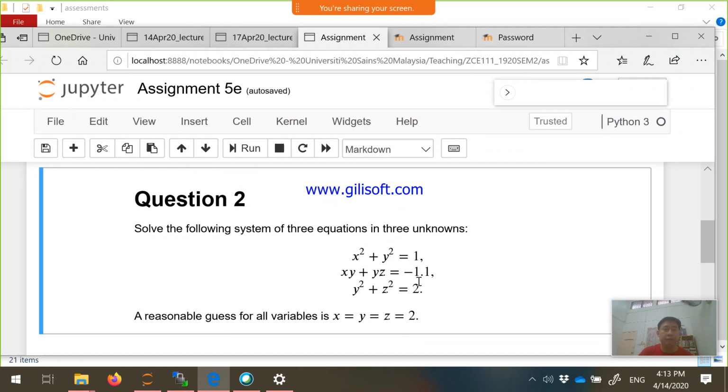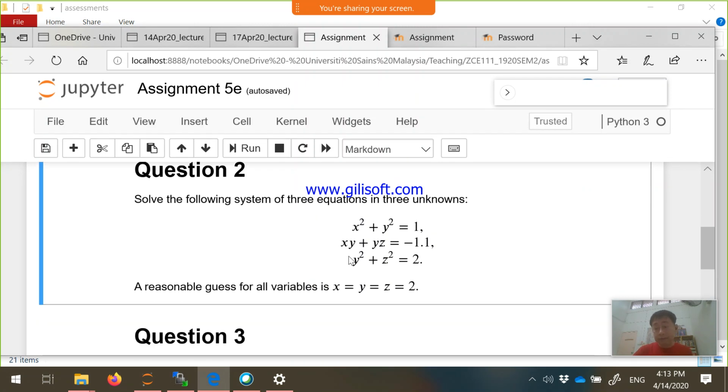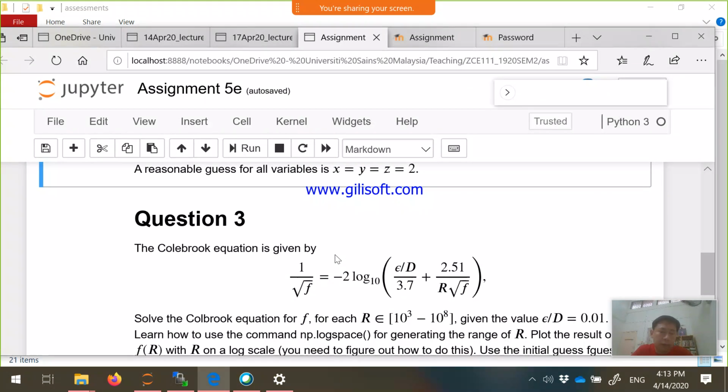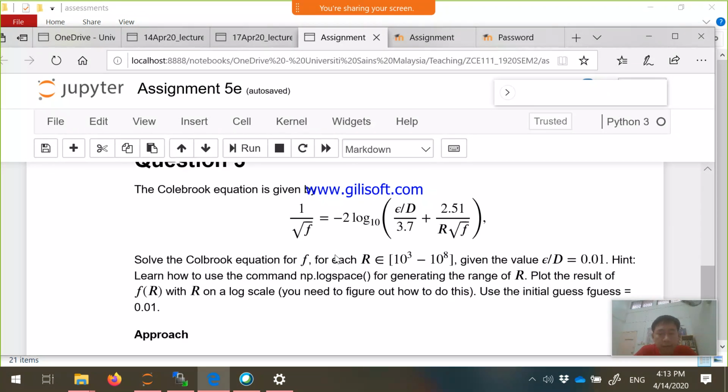So in the examples that we have discussed just now, you solve a set of 2 simultaneous equations. But in this case, you have 3 simultaneous equations, 3 variables x, y, and z. Then you just try to figure out how you would write your code to solve these 3 simultaneous equations. Now this is also not a very complicated graph, but it should be quite simple. So it's an equation where you have variable epsilon over d given to you, and then r is some constants.